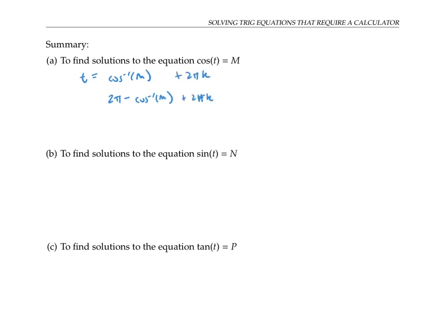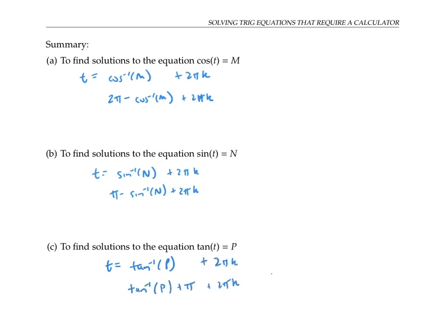To find solutions to the equation sine t equals n, we can start by taking sine inverse of n, using pi minus this, and adding multiples of 2 pi. To find all solutions to tangent t equals p, we can take t equal to tan inverse of p and tan inverse of p plus pi and add multiples of 2 pi, or we can just take tan inverse of p and add multiples of pi.